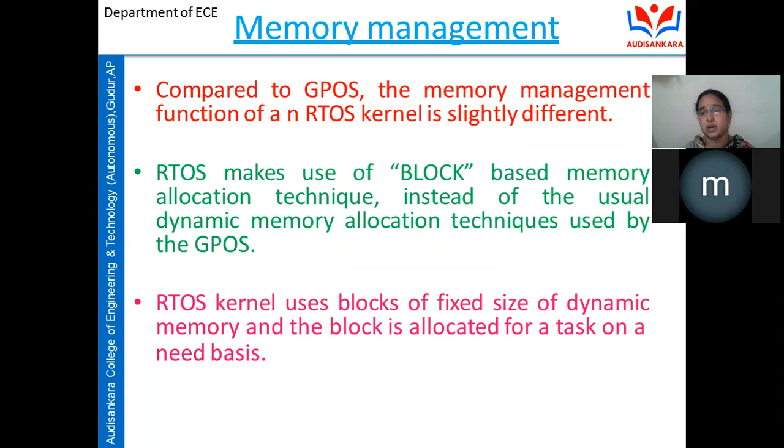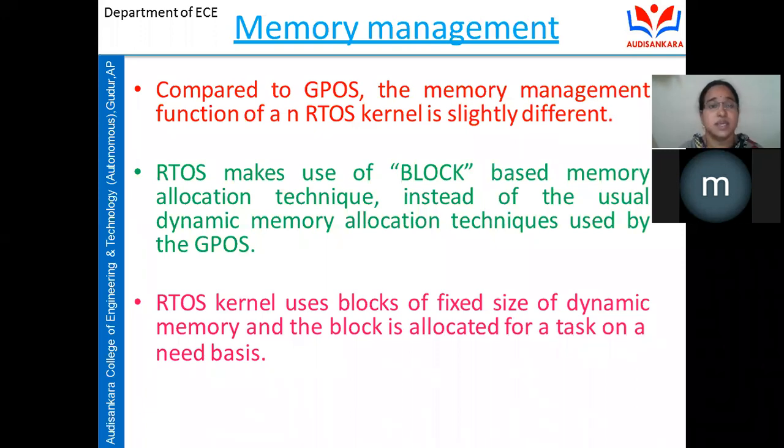In a general purpose operating system, memory space is allocated dynamically. Dynamic memory allocation is the process followed by the general purpose operating system. Whereas in the real-time operating system, memory is allocated block-wise, and that too on a need basis. Dynamically, the memory is not allocated at all, as in the general purpose operating system.